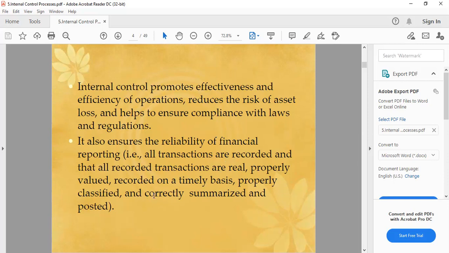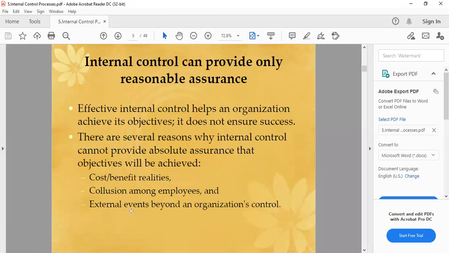In terms also of financial accounting, the reporting would be reliable. So all transactions are recorded properly and at the correct time, with respect, of course, to the management assertions that we have known in auditing theory, like occurrence, completeness, and all. Then all recorded transactions are real and properly valued, so with respect to accuracy, then on a timely basis in terms of recording. So we have the cutoff, then properly classified and correctly summarized and posted for presentation and disclosure. So the management assertions are hit by the internal controls.